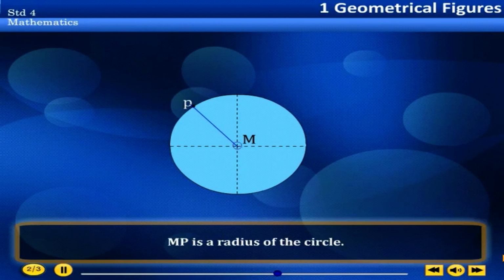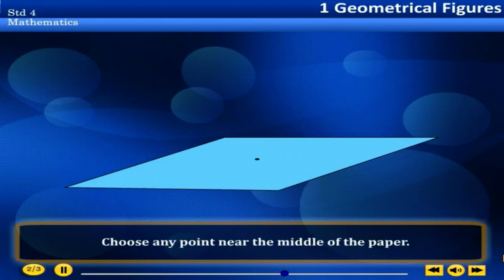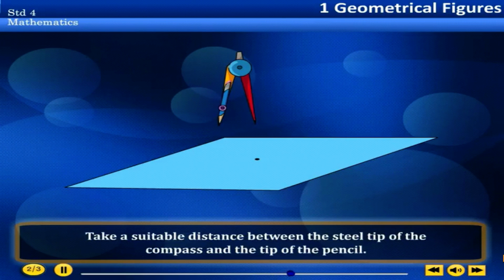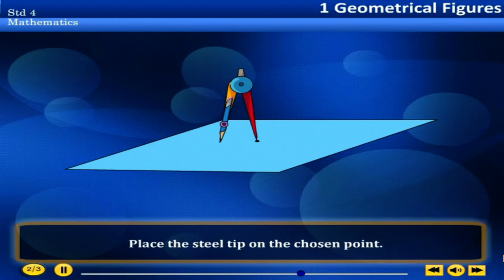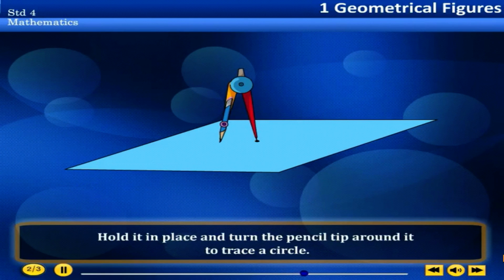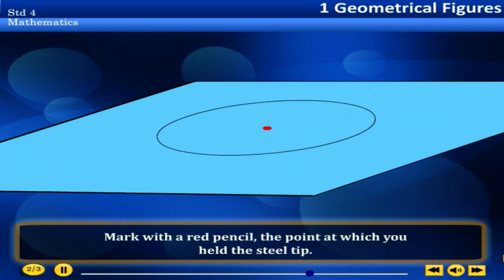Drawing a circle using a compass: take a piece of paper. Choose any point near the middle of the paper. Take a suitable distance between the steel tip of the compass and the tip of the pencil. Place the steel tip on the chosen point. Hold it in place and turn the pencil tip around it to trace a circle. Mark with a red pencil the point at which you held the steel tip.